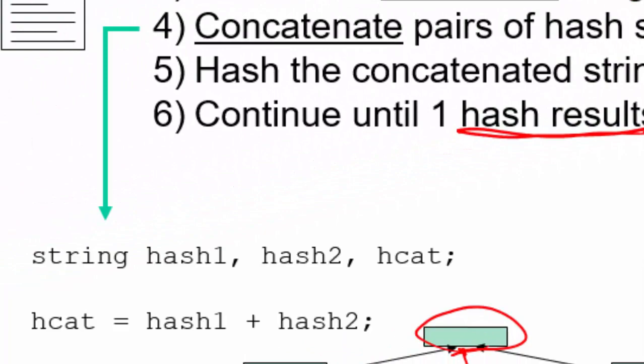When you want to concatenate strings, if you remember, concatenation is very simple. You just use the plus sign. So maybe you had your strings, hash 1 and hash 2, and you wanted something to store your concatenated hash. You would simply say hcat is hash 1 plus hash 2.